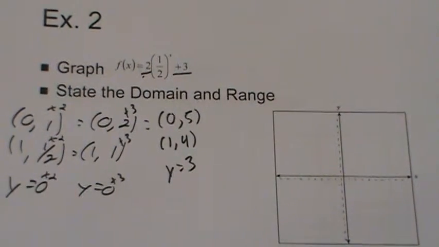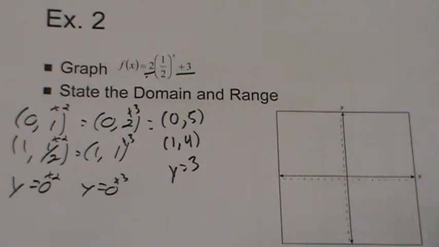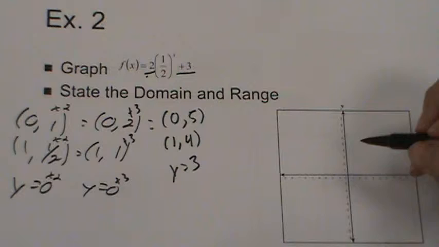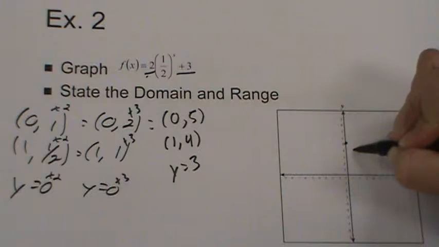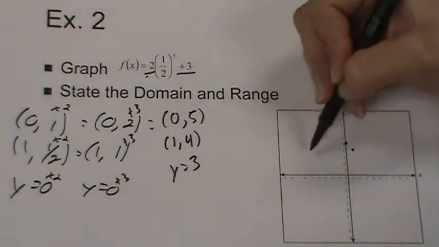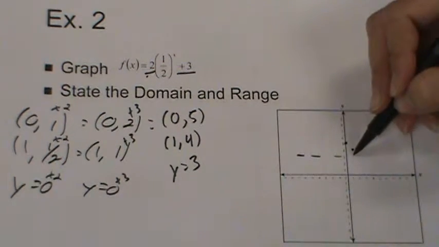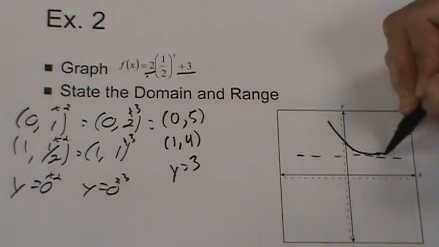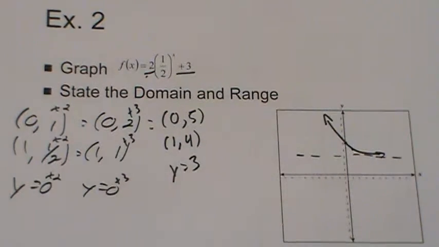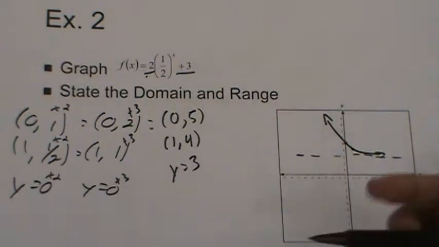Now what this does is give me the ending coordinates after all these movements. So I graph 0, 5, 1, 4, and then my asymptote at 3, then connect my dots, and that's my graph. So what we need to do now is talk about domain and range.